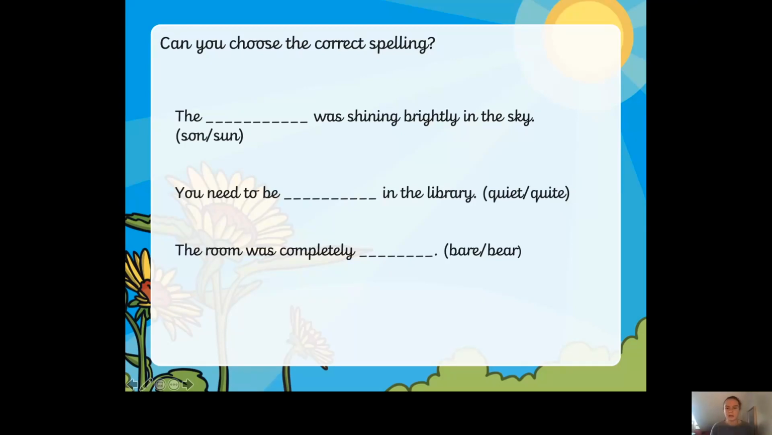Well, I can see that the sentence mentions the sky. The sun was shining brightly in the sky. So therefore, I'm not going to use sun with an O because I know that means somebody's male child. I'm going to use sun with a U because that's the sun that we see in the sky. So the sun was shining brightly in the sky.